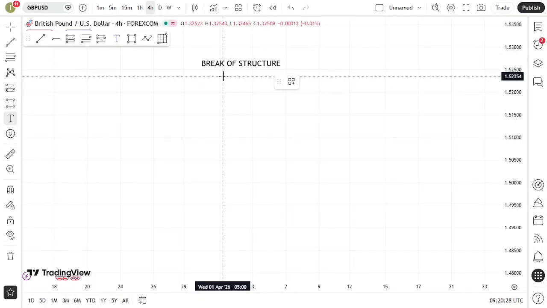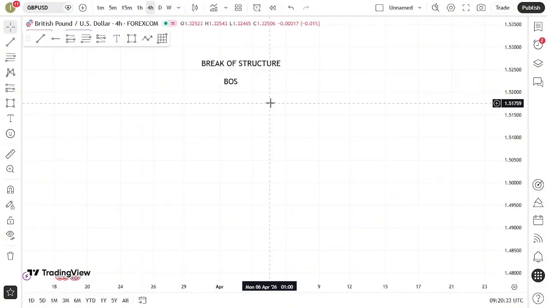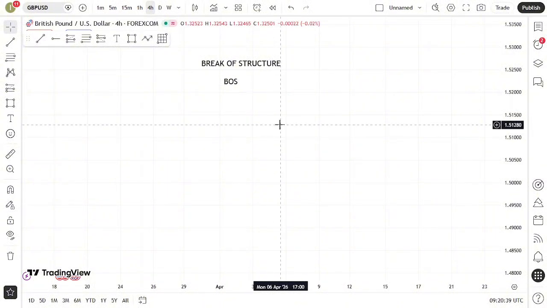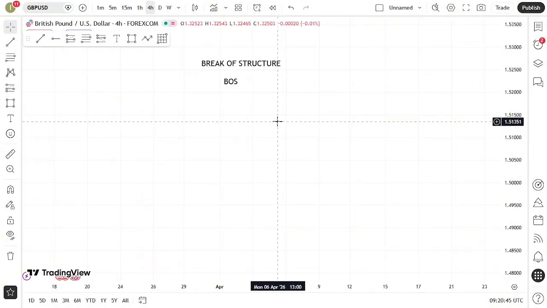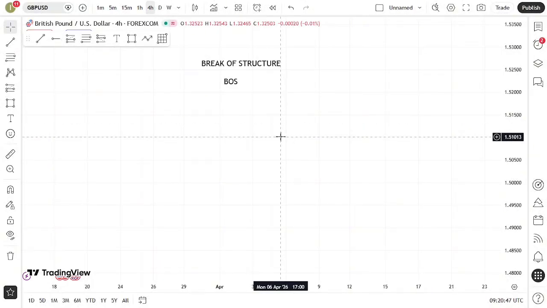Your BOS. BOS simply means the same thing in case you see it somewhere else. Now a break of structure happens when the market violates the current pattern of highs and lows.